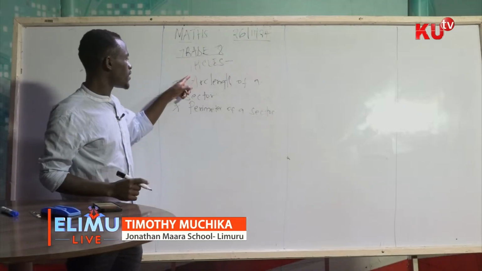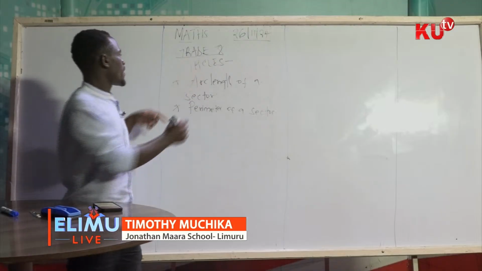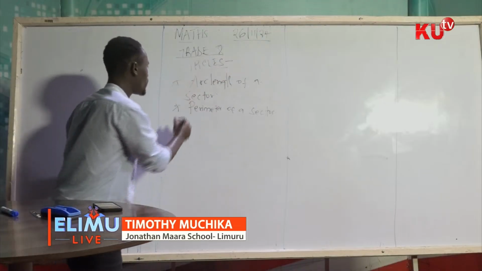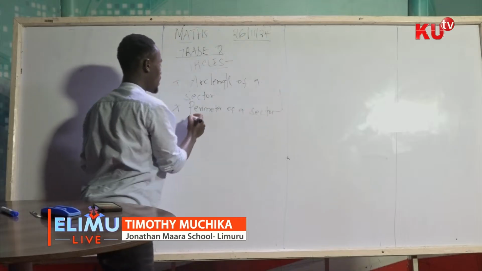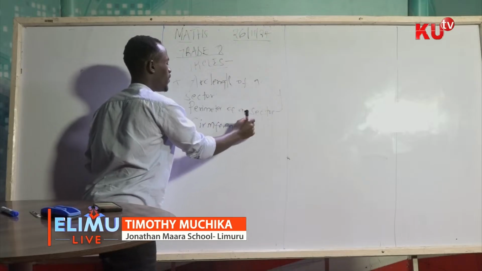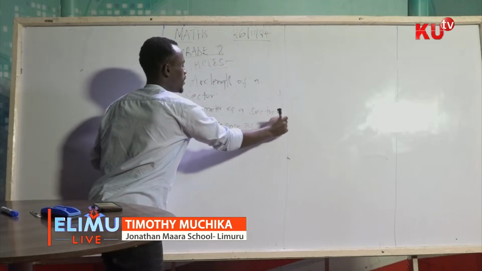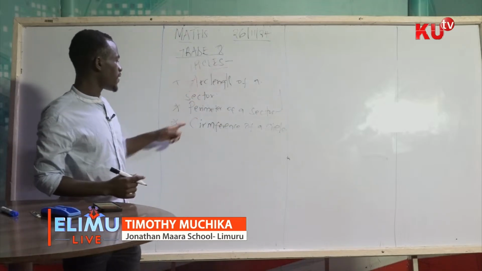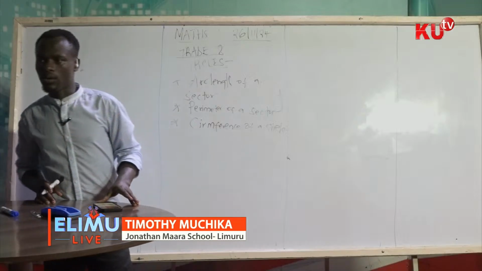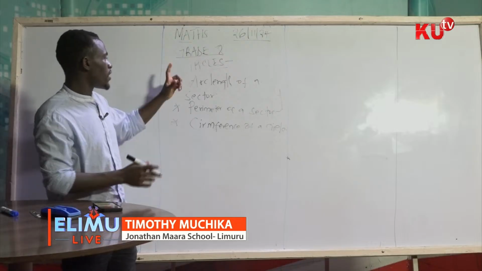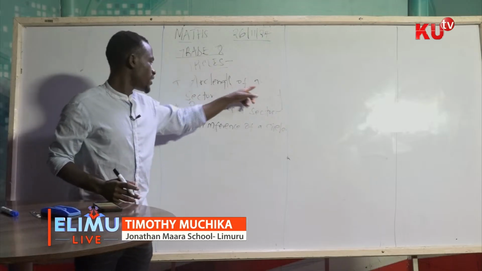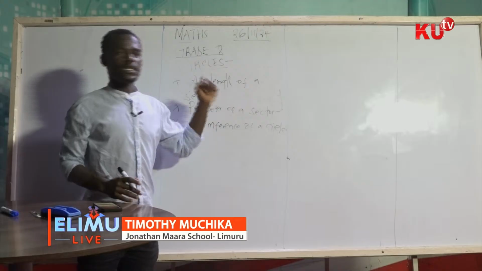Now, these two factors are components of the circumference of a circle. They all come as a result of the circumference of a circle. So we are going to look at the arc length and perimeter as a result of the circumference of a circle. At the end of the lesson, as a student, you're supposed to know how to find the arc length of a sector and also the perimeter of a sector.